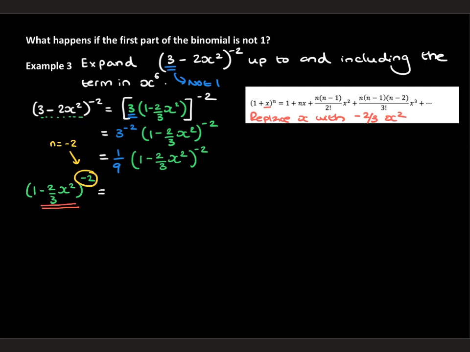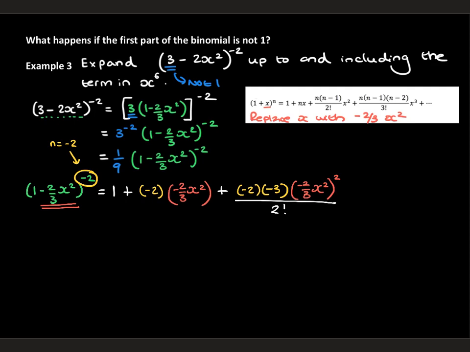So let's do this. Our first term is 1. Then we want plus n multiplied by x, which is our negative 2/3 x squared. So this second term here will have a power of x squared. We then want plus n multiplied by n minus 1, which is negative 3, multiplied by (negative 2/3 x squared) all squared. So this will give us an overall power of x to the 4. So we have to keep going. And of course, this needs to be over 2 factorial.